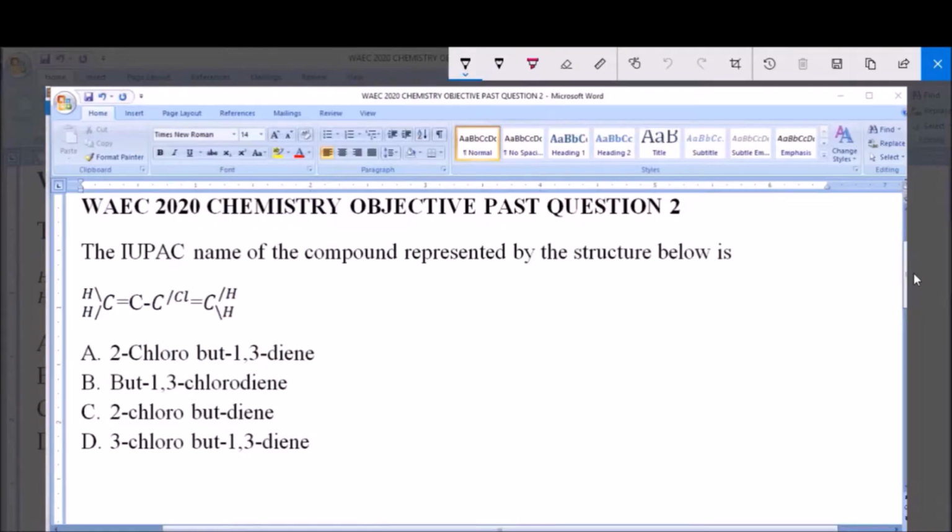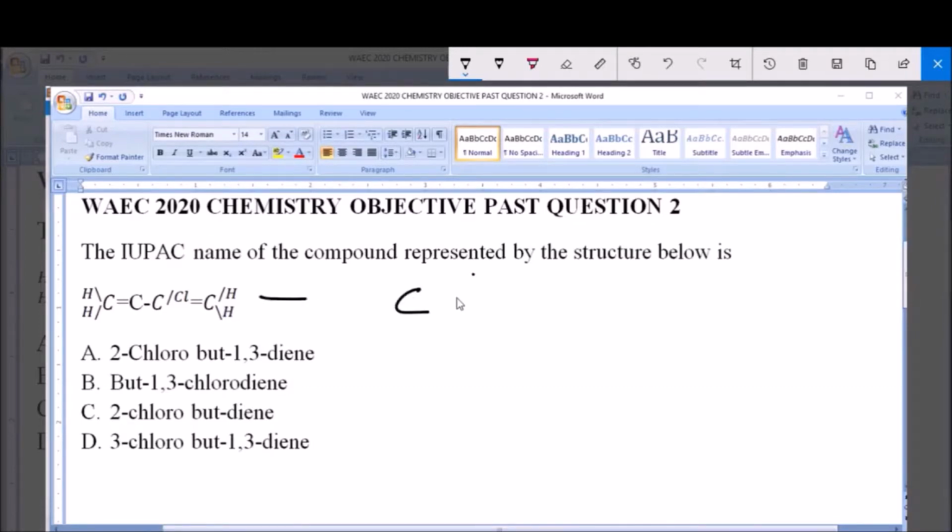I'm going to be answering WAEC 2020 Chemistry Objective Past Question 2. The IUPAC name of the compound represented by the structure below is A, 2-chloro-but-1,3-diene, B, but-1,3-chlorodiene, C, 2-chloro-but-diene, D, 3-chloro-but-1,3-diene. So for the purpose of clarity, I will rewrite the structure in a more standard way.